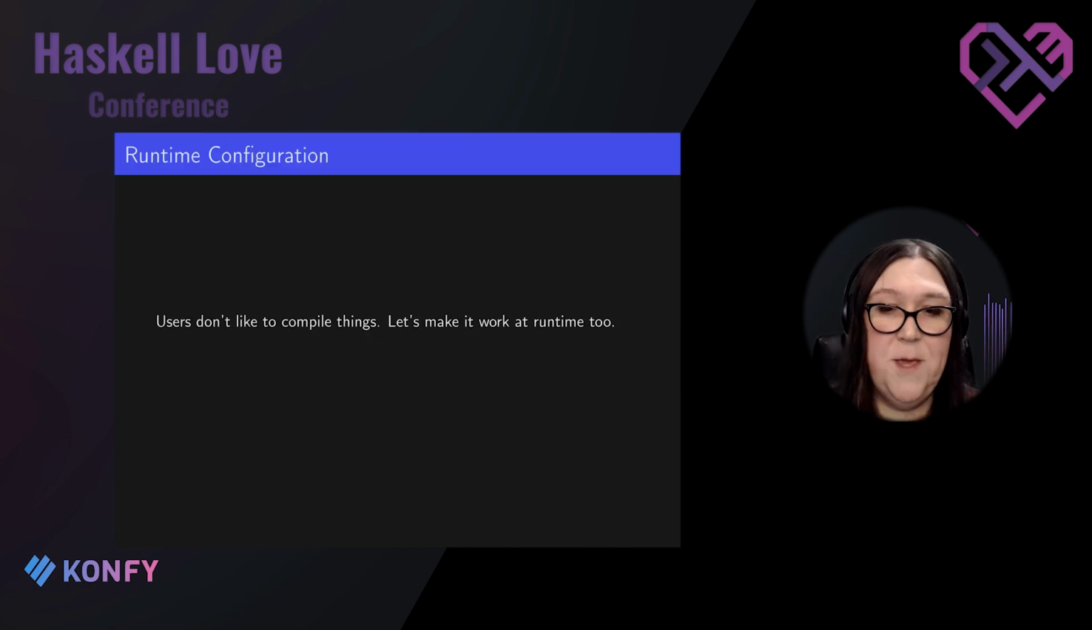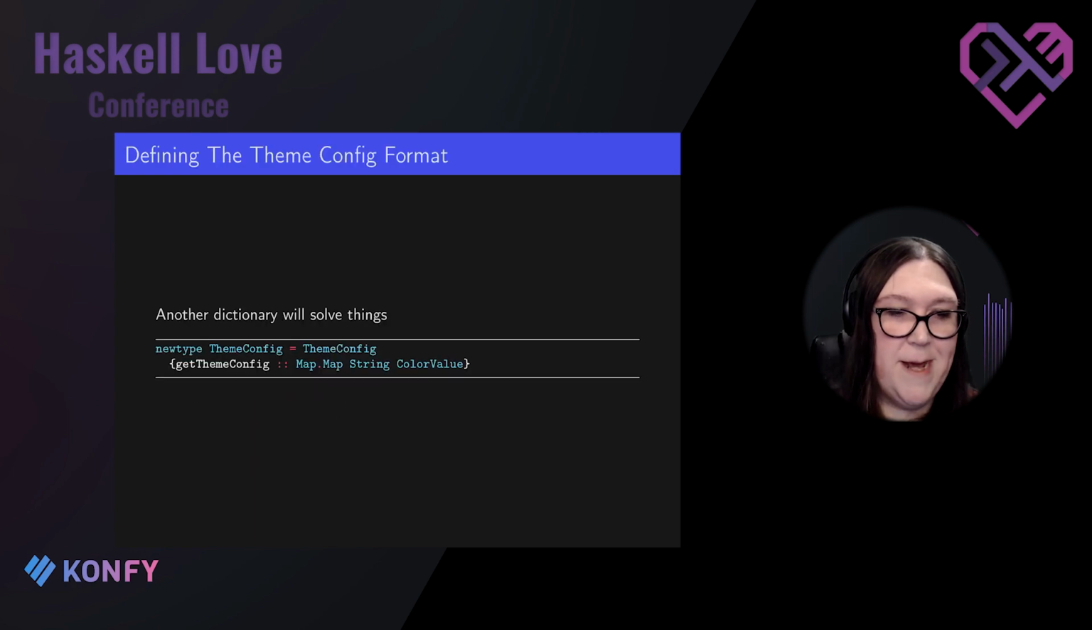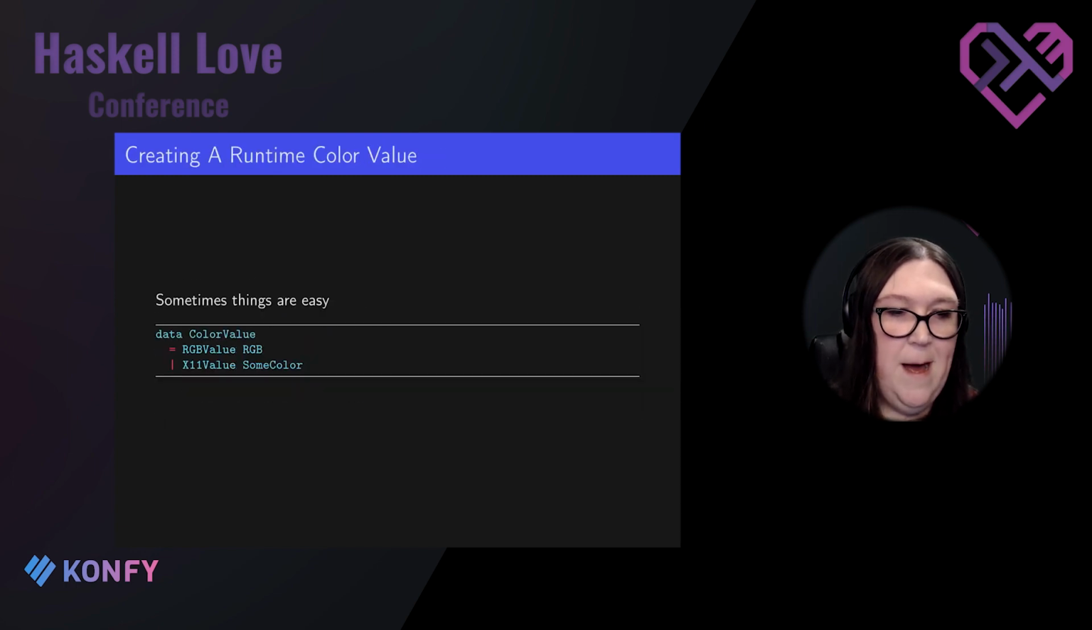But it would be nice if we could support a runtime configuration as well, because we don't always want to compile things. It will come at the cost of some safety, but it would be nice to have the option. So let's define a runtime theme instance. We'll use JSON, and keys or color names, values are going to be either RGB colors, X11 color names, or references to other colors in our theme. This will give us some consistency, but it's going to come at the cost of a little bit of complexity. So we're going to parse this into another dictionary, again, of strings to color values. And a color value is going to be either an RGB color or an X11 color, or those reference things.